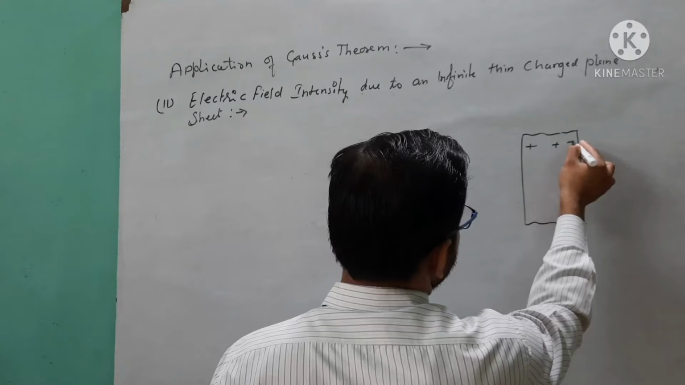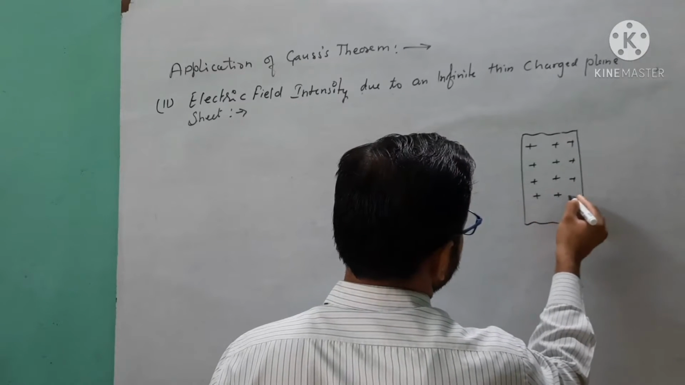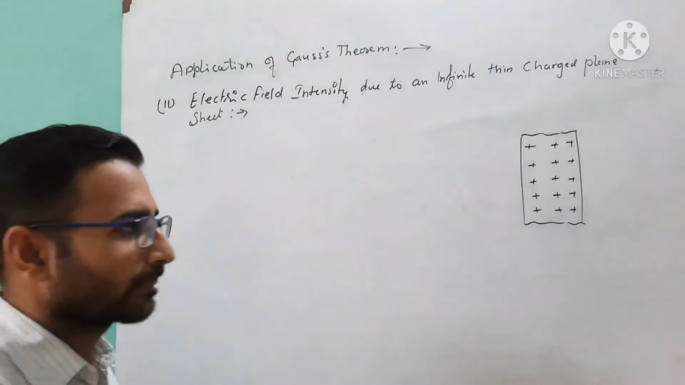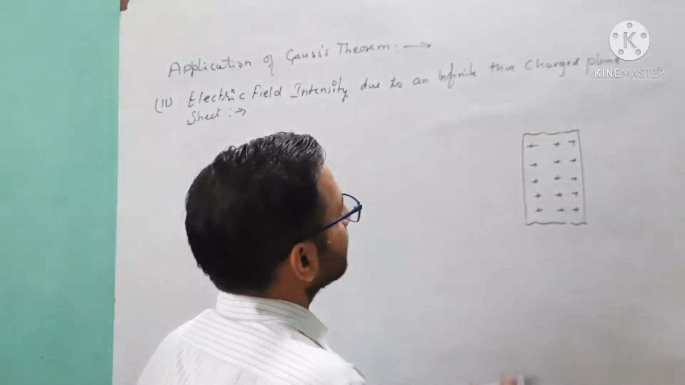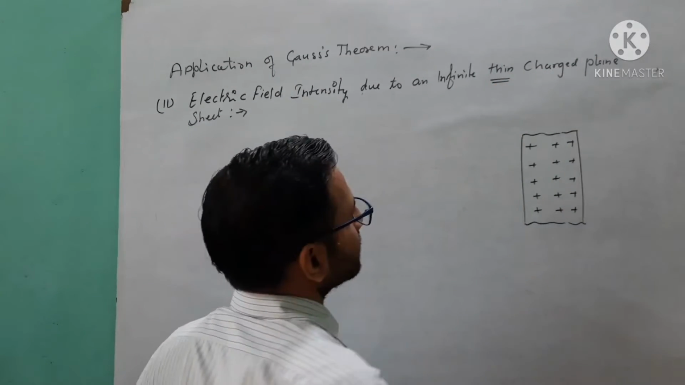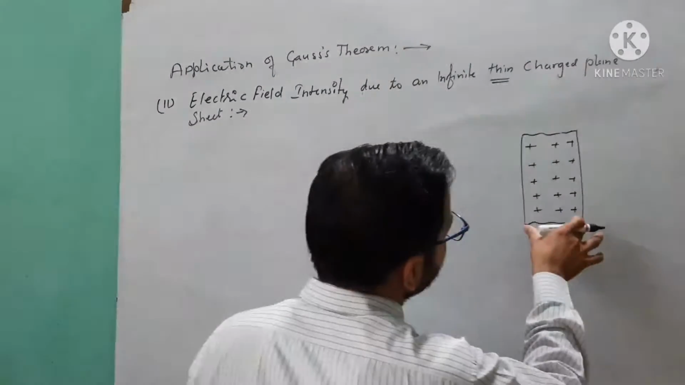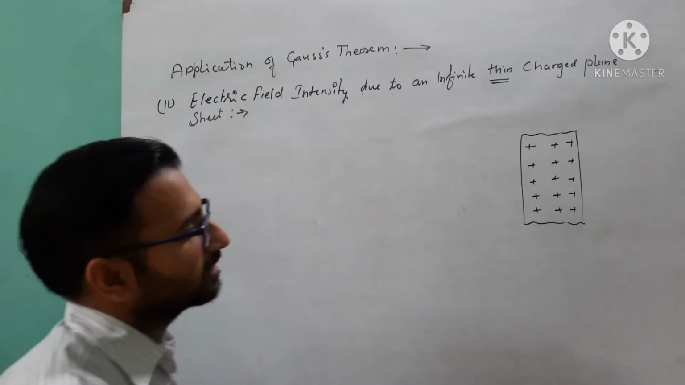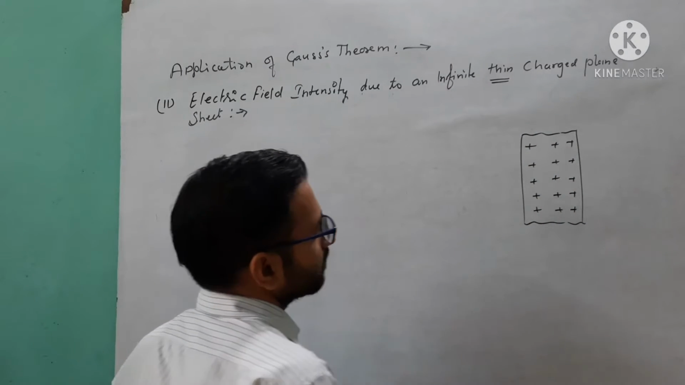This sheet is a charged sheet in which positive charge plus Q is uniformly distributed. The sheet has uniform thickness, so here it is a thin sheet, and we will take that as a special condition. We will calculate the electric field intensity due to this charged thin plane sheet.